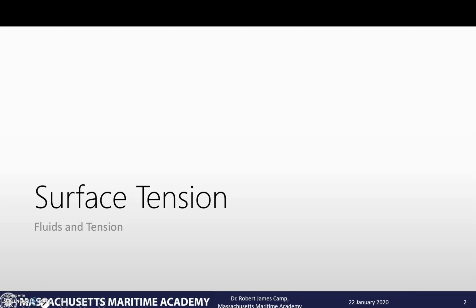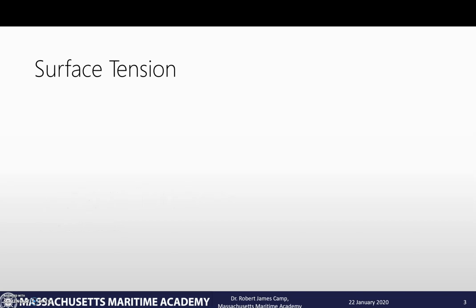Okay, now we're going to talk about fluids and tension, specifically surface tension. So what is surface tension? Well, at the interface of two immiscible fluids, basically two fluids that aren't going to mix together, in one case liquid and gas, oil and water, forces will develop along that surface. And so here's our surface between the two fluids. Those forces cause the surface to behave as if it were a stretched membrane.